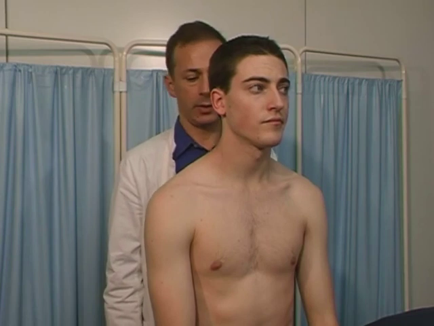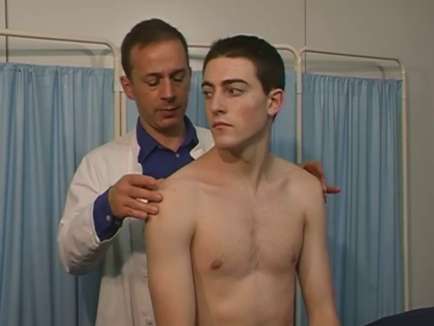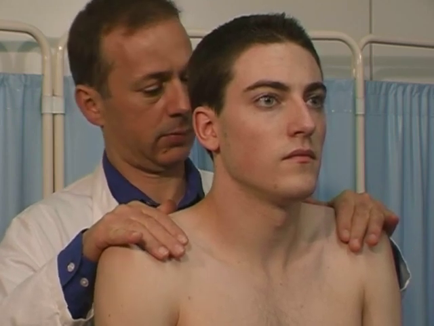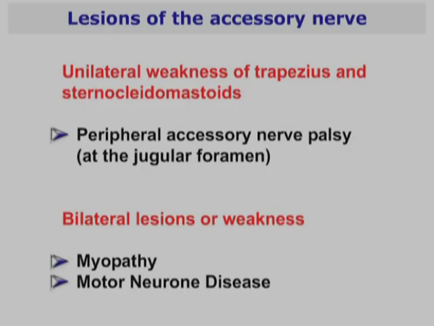Finally, test the trapezius. First, observe the shoulders for symmetry. Ask the patient to shrug their shoulders and then push their shoulders down against your resistance. A unilateral weakness of both muscles is usually suggestive of peripheral accessory nerve palsy, most commonly at the jugular foramen. In that case, you may look for abnormal signs in the 9th and 10th cranial nerves. Bilateral lesions may indicate myopathy or motor neuron disease.